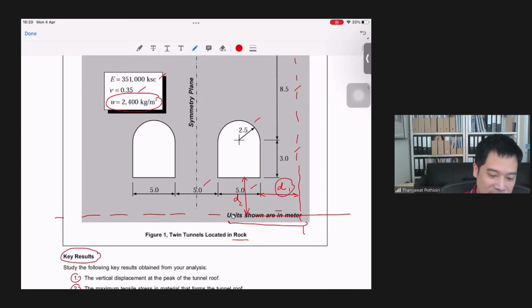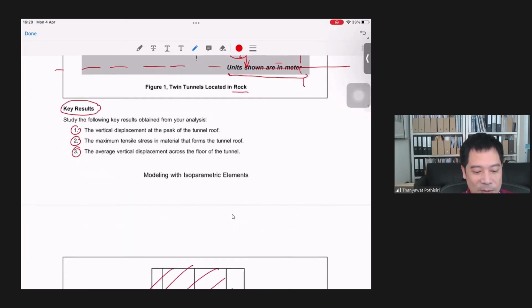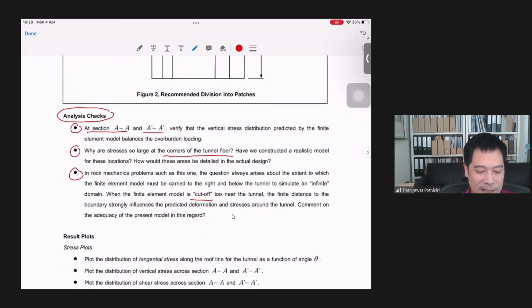Now, what would happen if you use different cutoffs, or if you use different values of d1 and d2? Would it affect the results of your analysis? So you can try to think of what you can do to make certain conclusions about this cutoff. Okay.